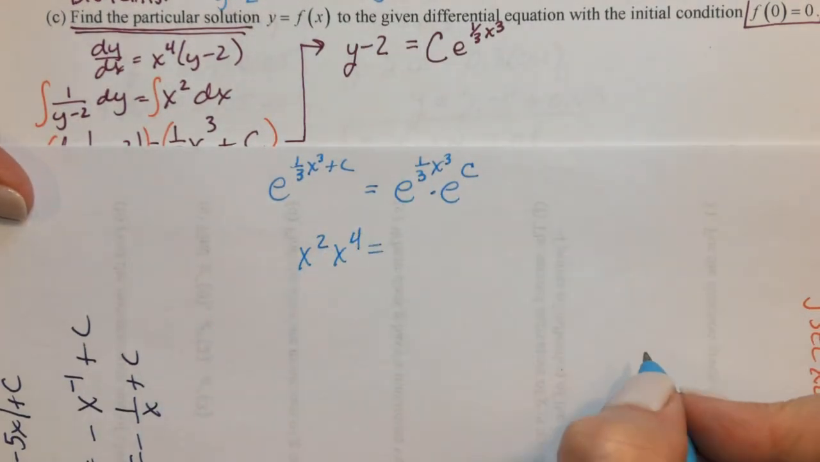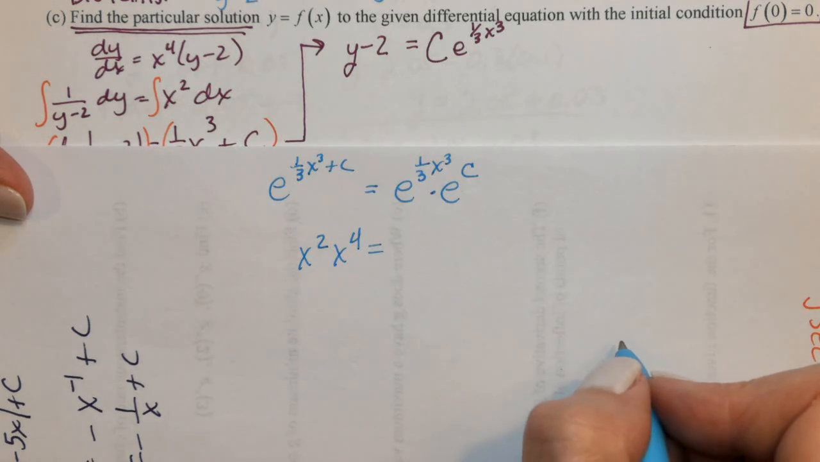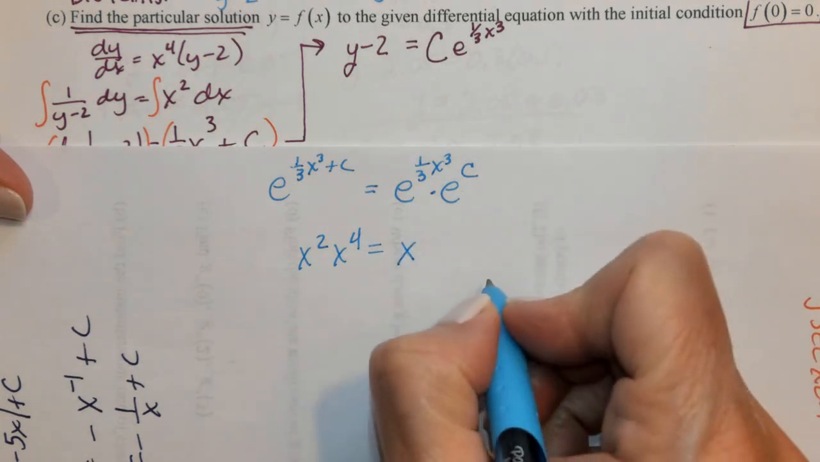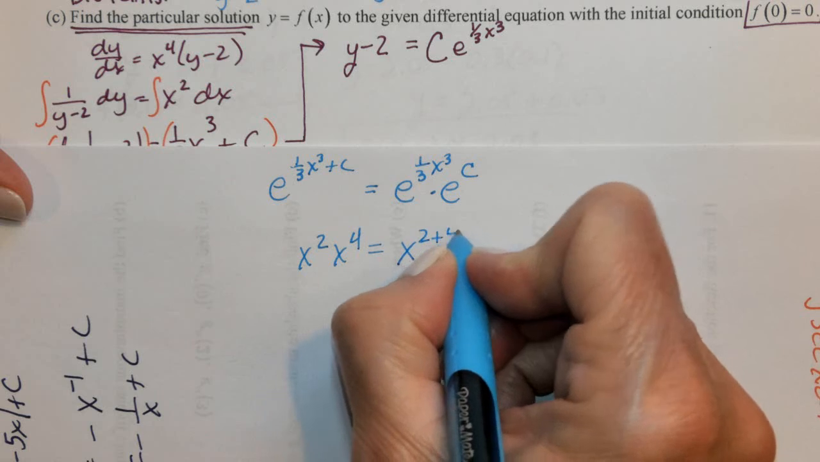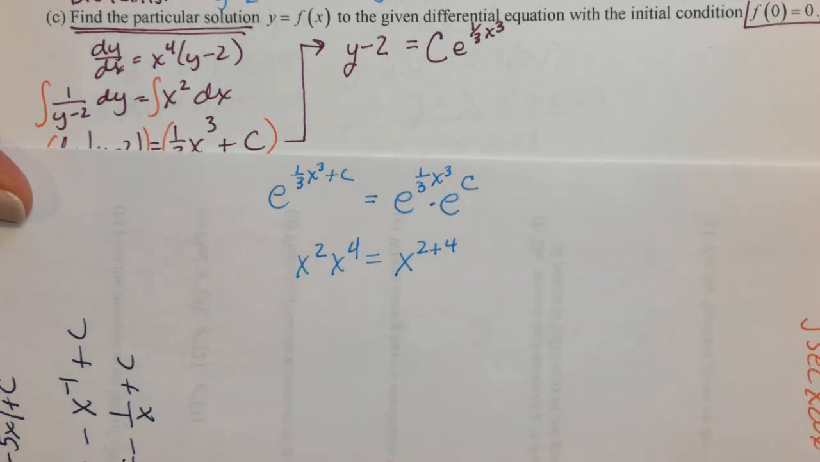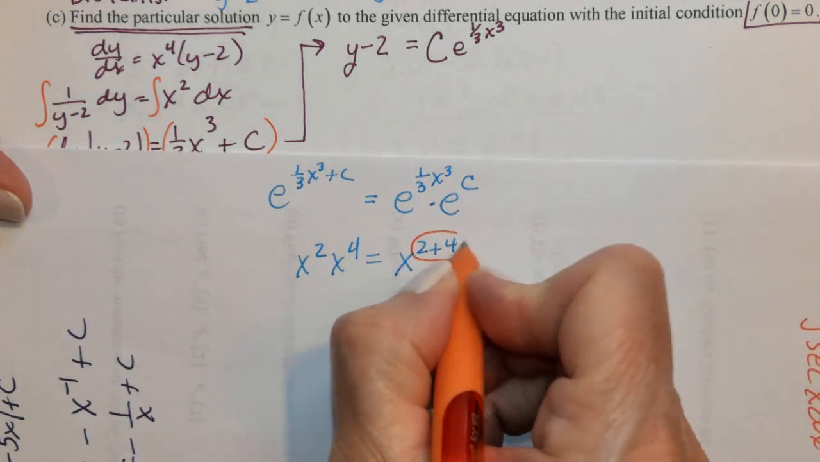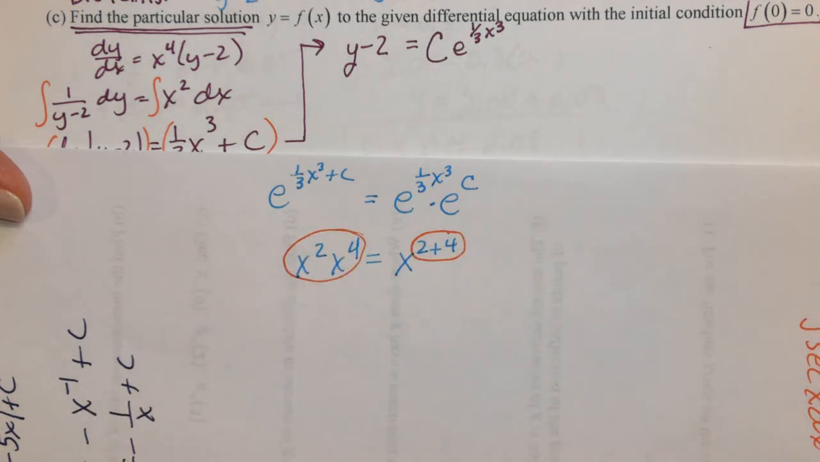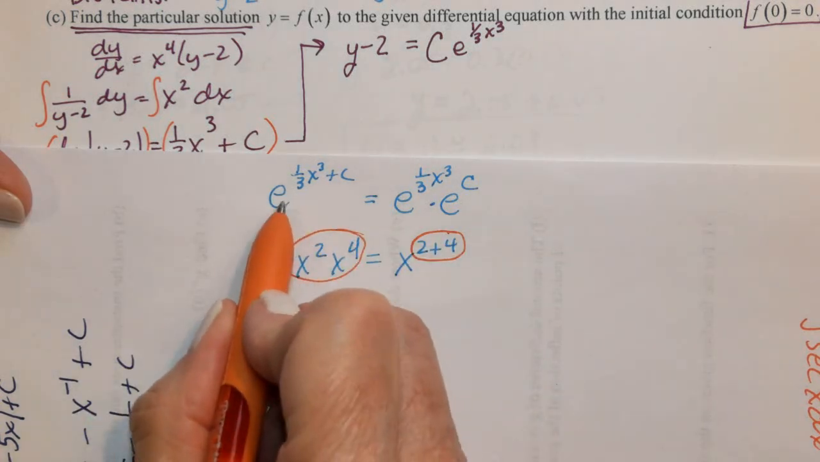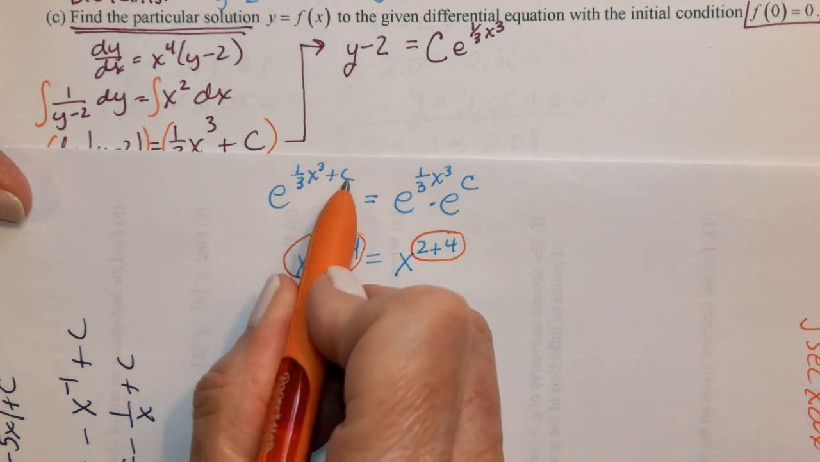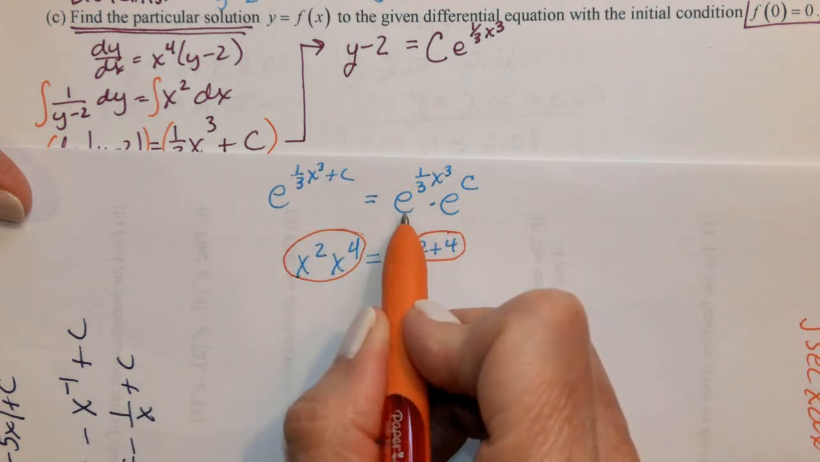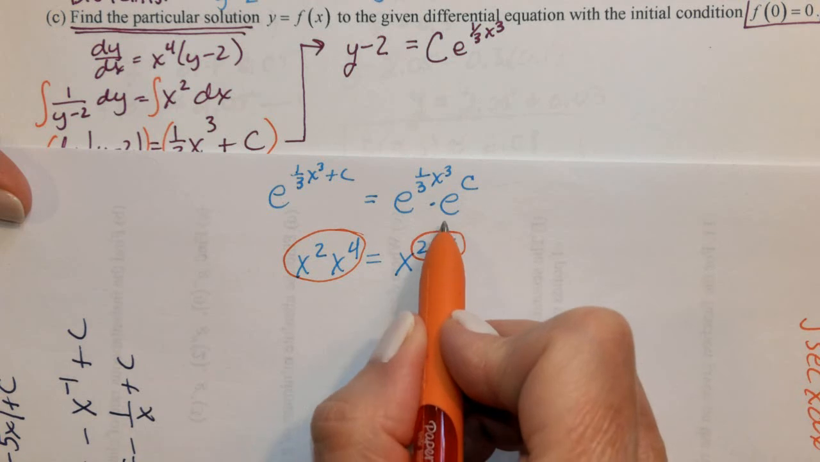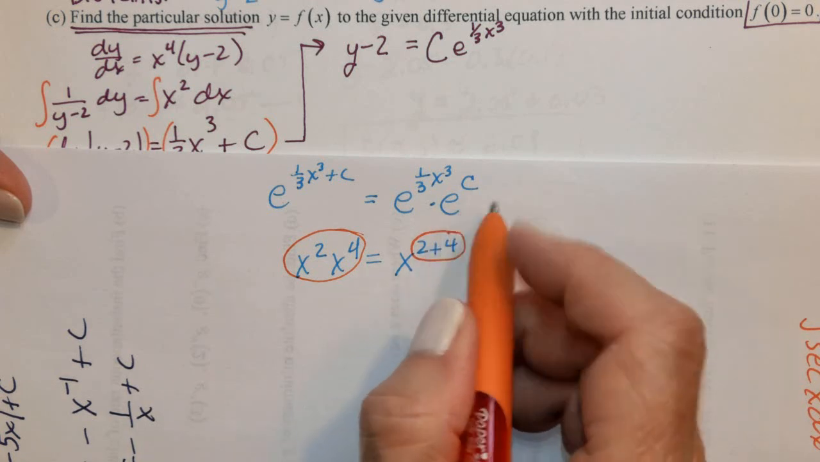And if you don't believe it, what's x squared times x to the 4th? Isn't that x to the 6th? How did you get the 6? Well, you added the 2 plus 4. It's the same as x squared times x to the 4th. So if you have e to the 1/3 x cubed plus c, it's the same as e to the 1/3 x cubed times e to the c.